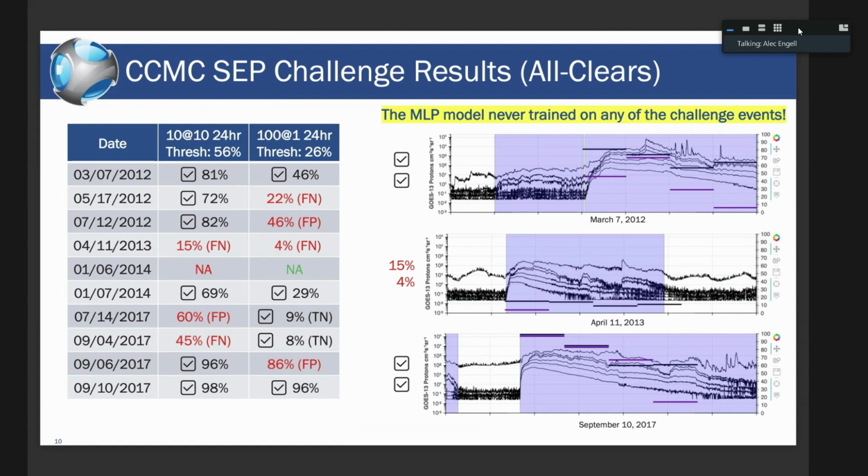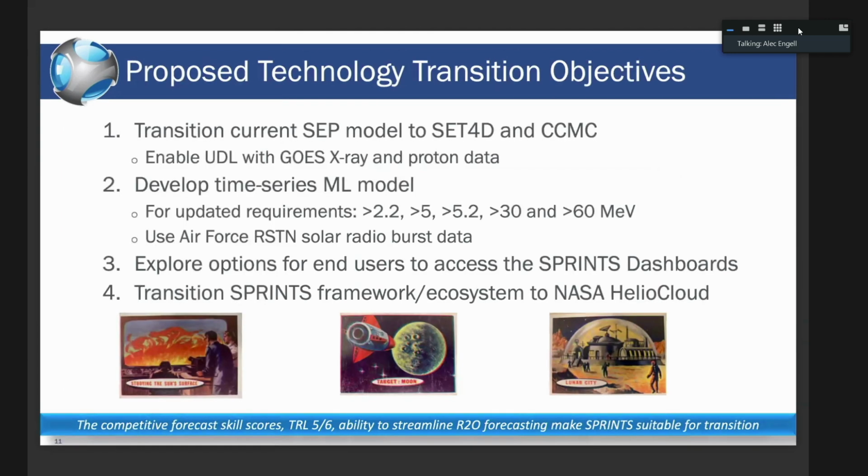All right, so we're almost there. I'm going to take maybe 5 more minutes, and then we can move on to any potential discussions or questions. But what are we doing with this SEP model?